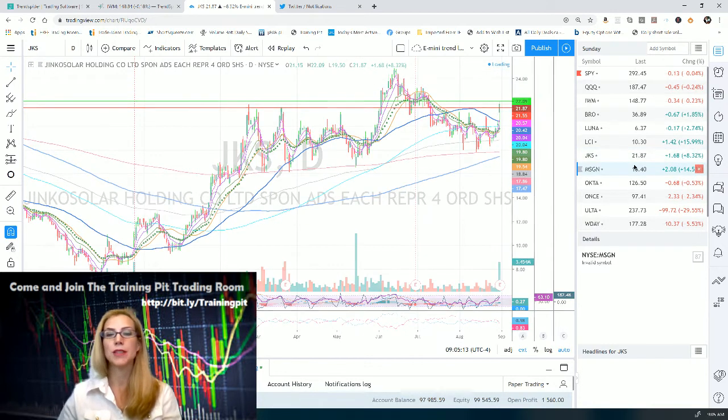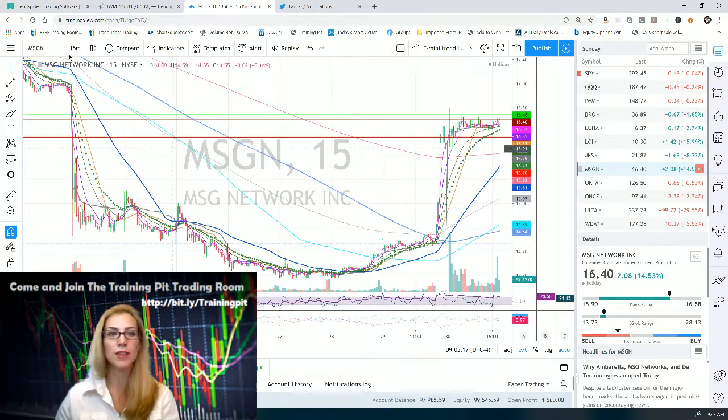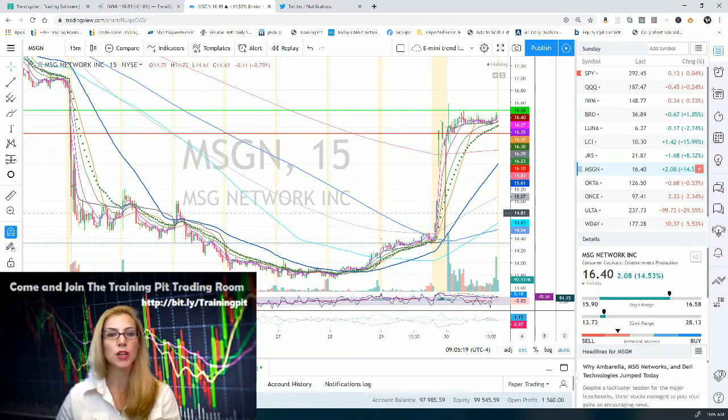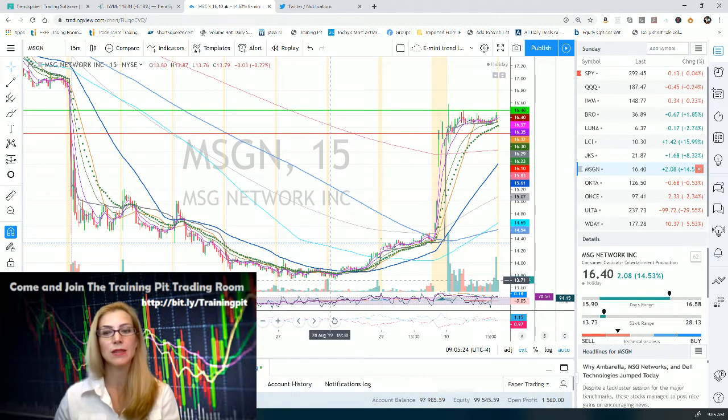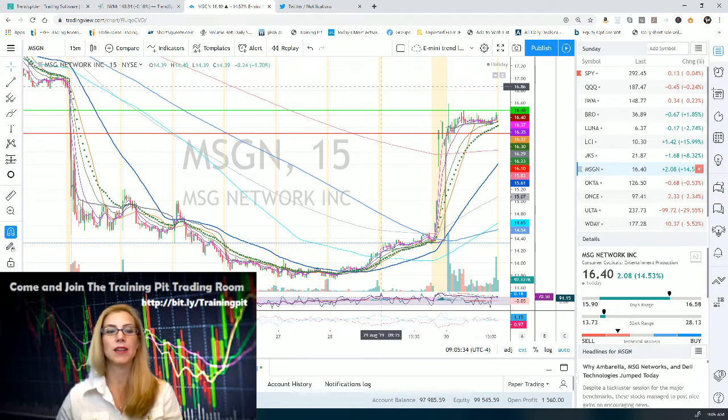And the last potential long we have MSGN. So MSGN, you can see, look at that, earnings dropped, seems to have found support down here at 13.69 or 13.73. And then on Friday, massive move, right? So looking for support at 16.10, resistance at 16.48.